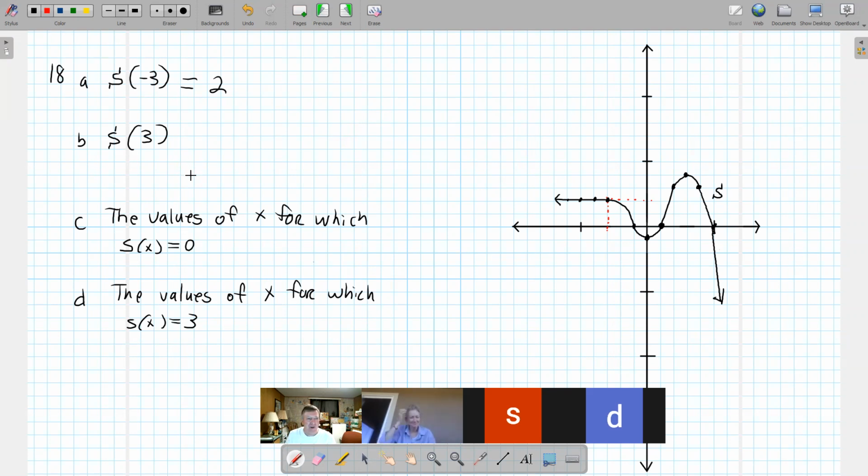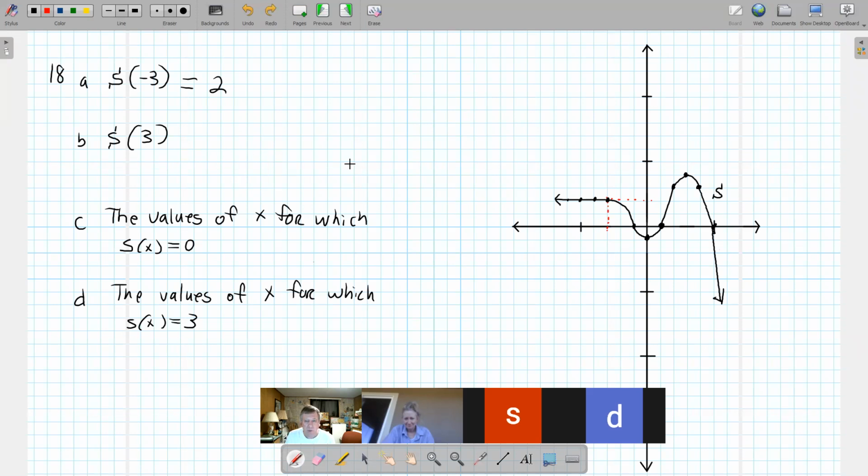Next question. Find s of 3. All right. So where on the graph is y equal to 3? Oh, there's that value and there's that value. Wait a minute, I'm screwing up. I switched over to the y values. See, that's why I shouldn't be doing this. Okay, let's go back here. I was switching it around.